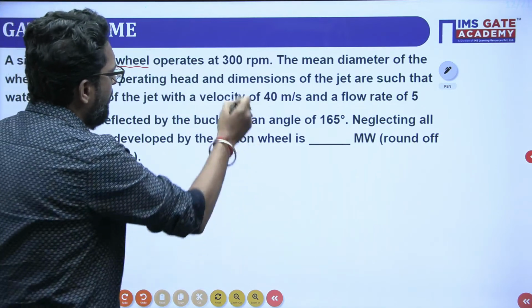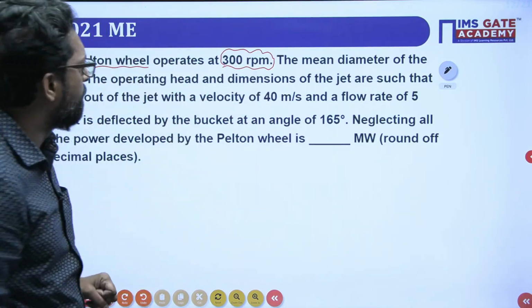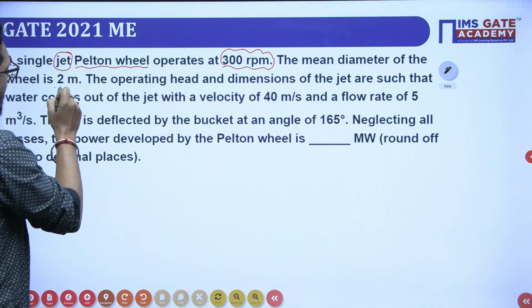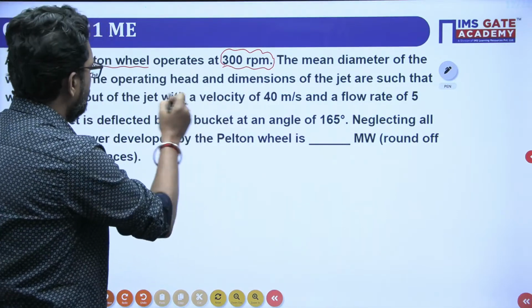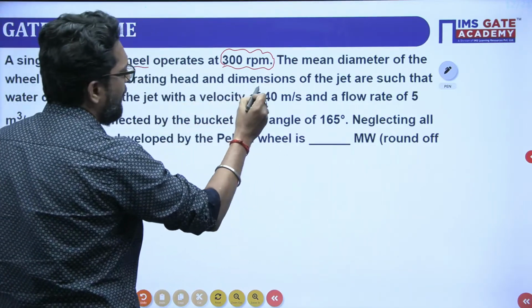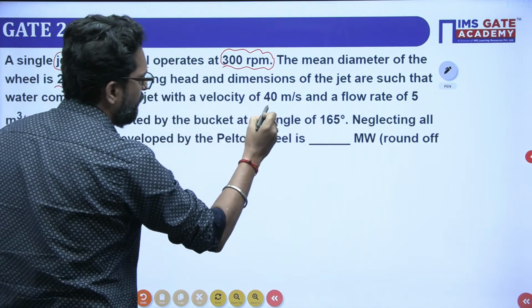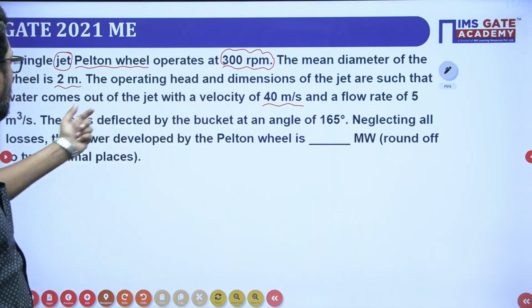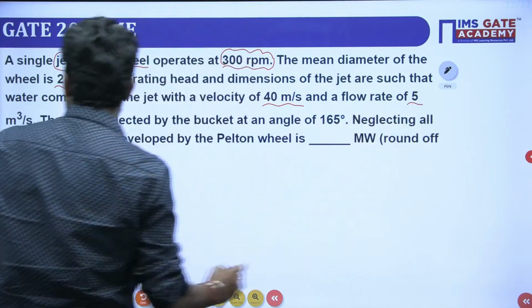This Pelton turbine runs at 300 RPM. The mean diameter of the wheel, simply the diameter of the wheel, is 2 meter. The operating head, that means the height at which the turbine operates, and the dimension of the jet are such that water comes out of the jet with a velocity of 40 meter per second. That means the entry velocity of the fluid in the turbine is 40 meter per second, and the flow rate, the discharge, is 5 meter cube per second.